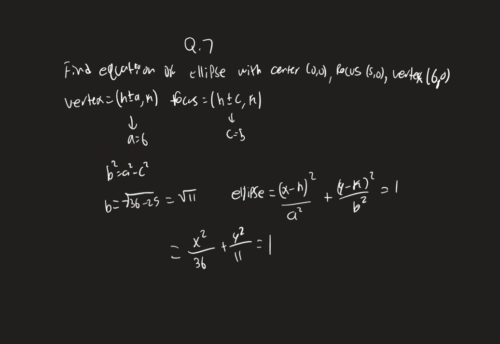We can rewrite c squared is equal to a squared minus b squared as b squared is equal to a squared minus c squared, and we get that b is equal to the square root of 11. So now we just plug in all of the values that we have into this equation for an ellipse, and we get x squared over 36 plus y squared over 11 equals 1.